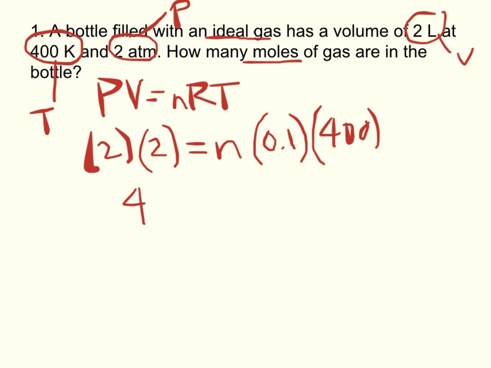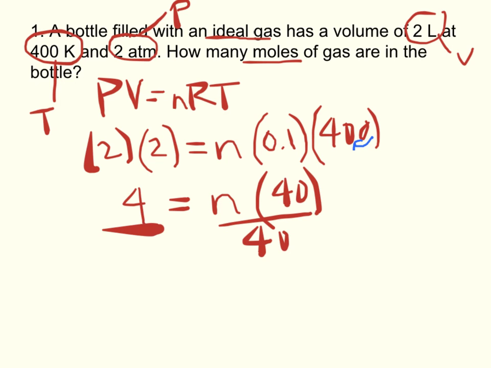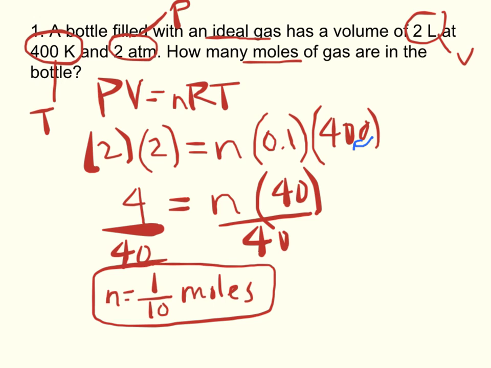2 times 2 on the left side is 4 equals n times, and the trick here, whenever you multiply by 0.1, all you have to do is move the decimal to the left 1 place. So 400 times 0.1 is the same thing as 40. So now to solve for n, I divide by 40, divide by 40. So 4 divided by 40 gives me 1 over 10. So n equals 1 over 10 moles. So if there is an ideal gas that has this pressure, temperature, and volume, there'd be 1/10 of a mole of that gas.